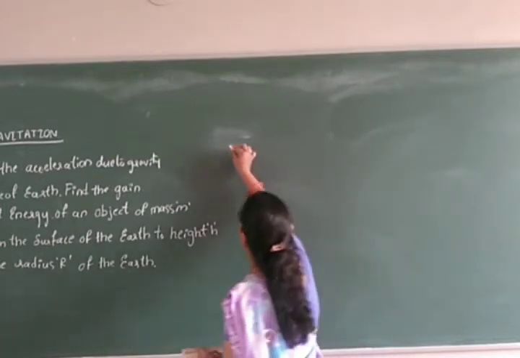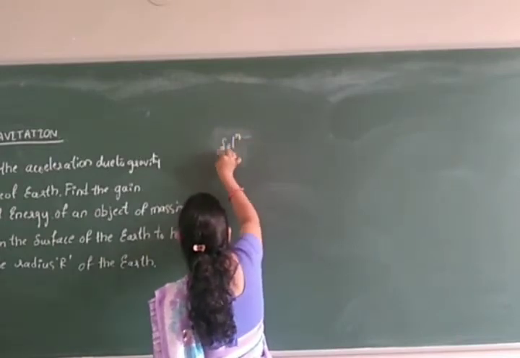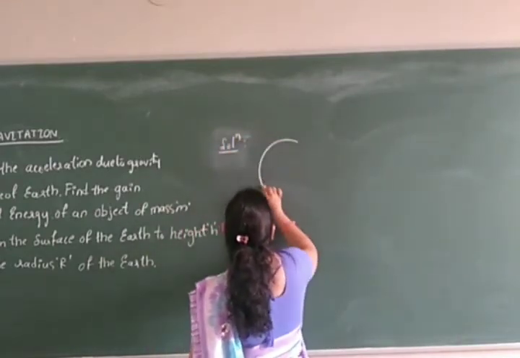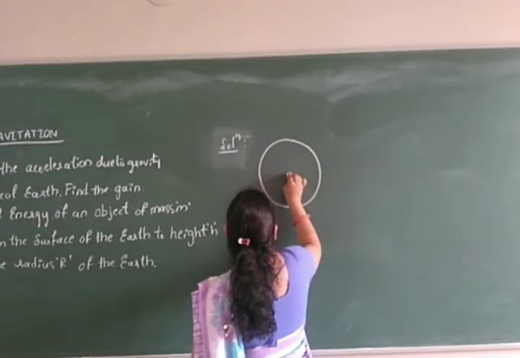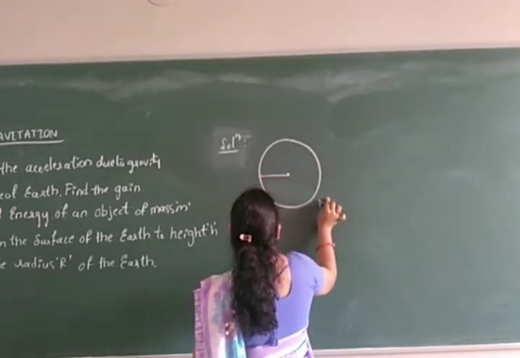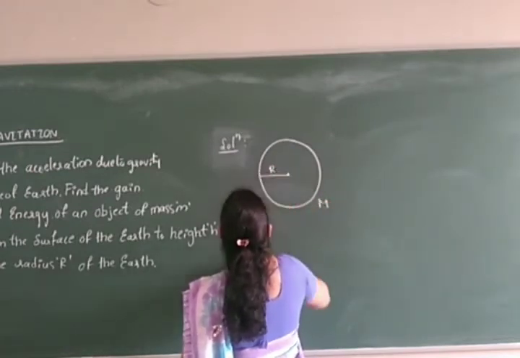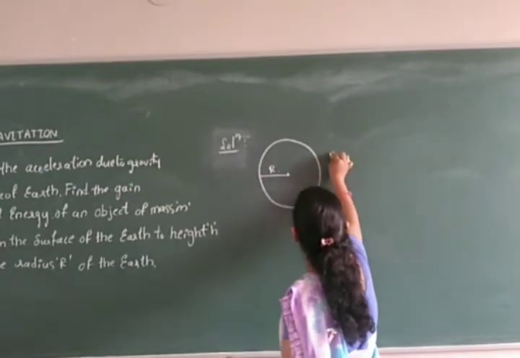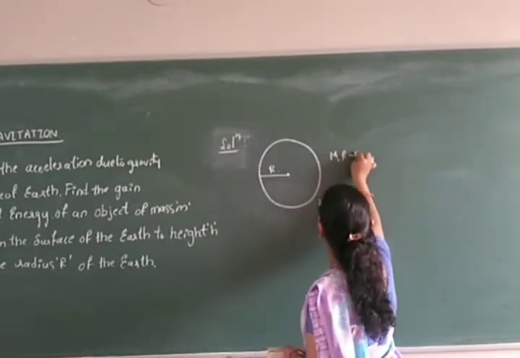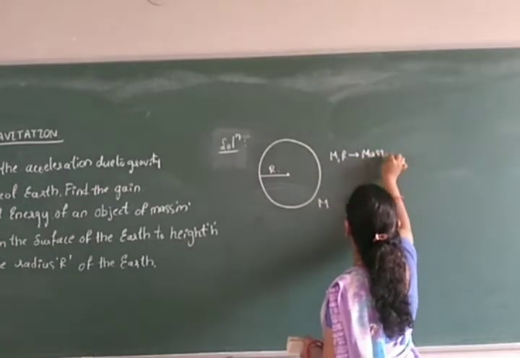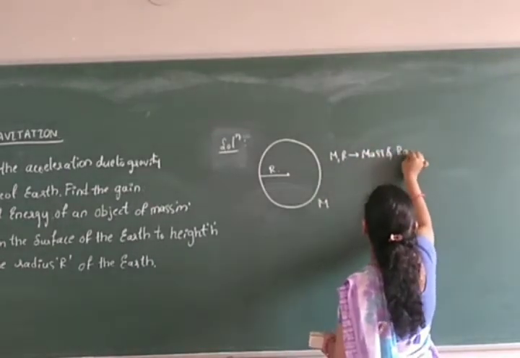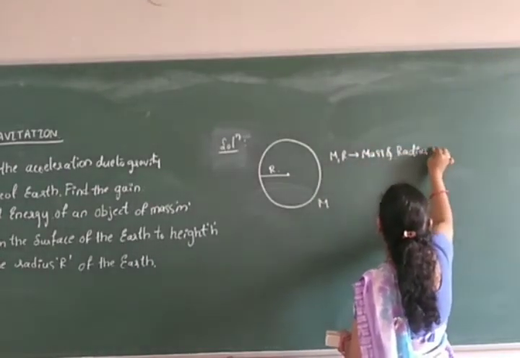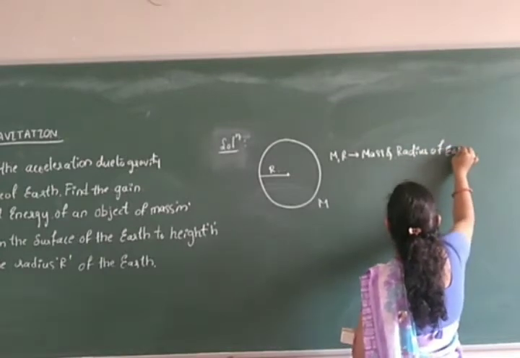So let us move on to the solution here. First we will draw the diagram so that we can understand. Let us take this is the earth of mass M. Let R be the radius. So let M and R be the mass and radius of the earth.